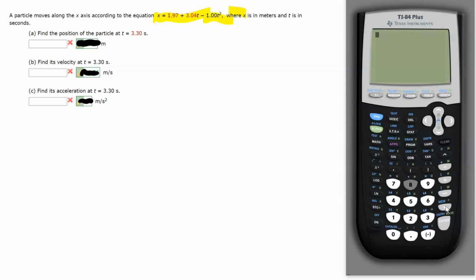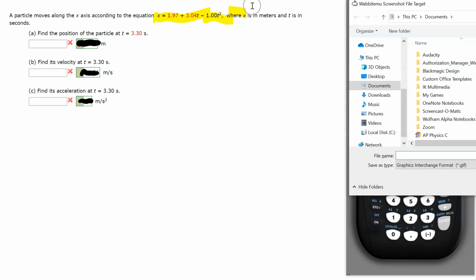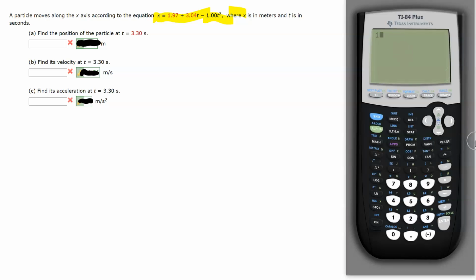times... We've got 1.97 plus 3.04 times 3.3 seconds minus 1 times 3.3 squared.